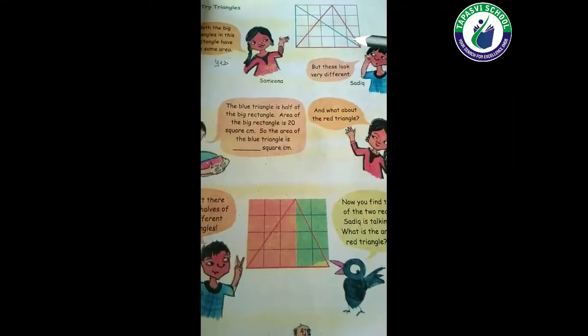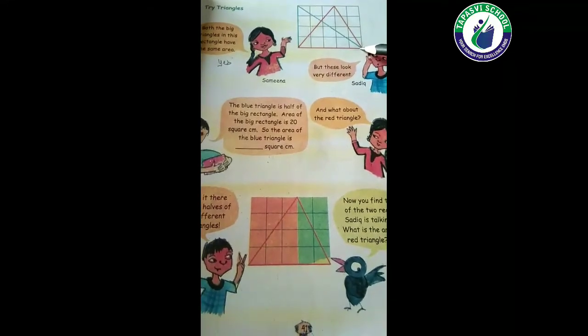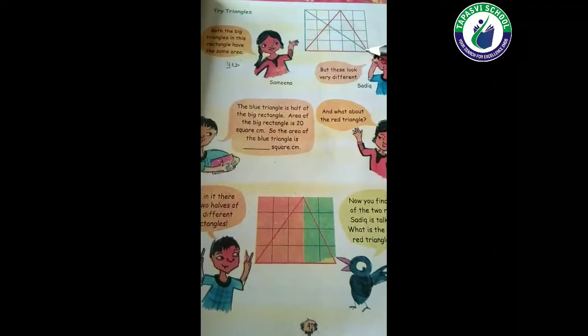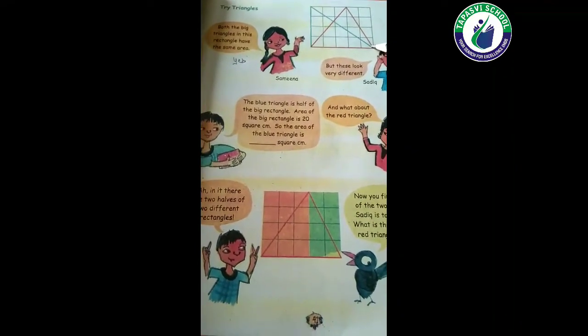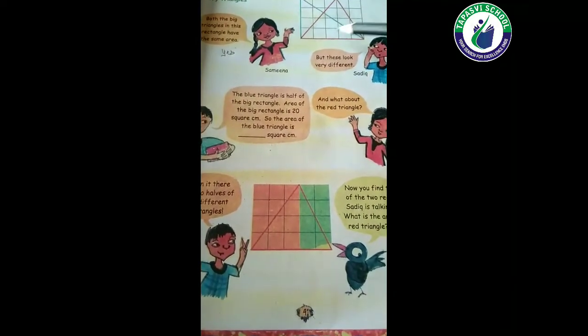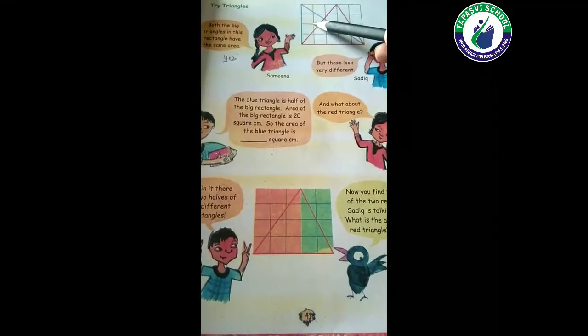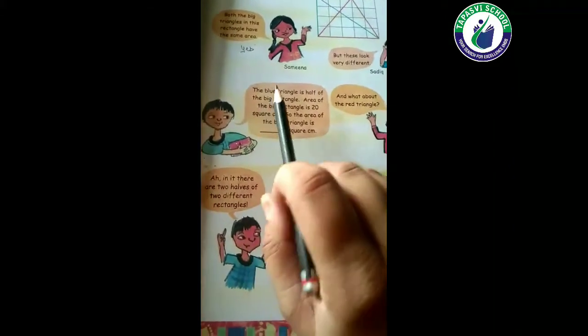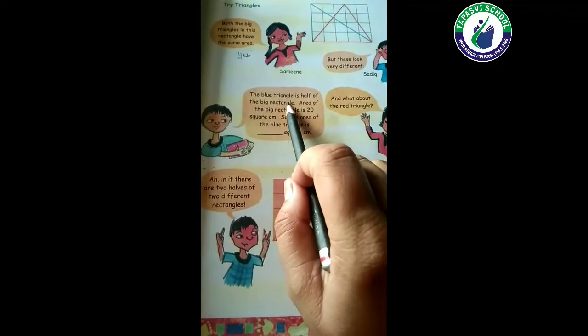This has been drawn as half of this rectangle, right? And this triangle has been drawn like this. This is also considered as only half of the big rectangle, right? Only the difference is the drawing, the rest is the same. As far as the area is concerned, students, the area of this blue and the area of this red are both the same. Okay, the blue triangle is half of the big rectangle.